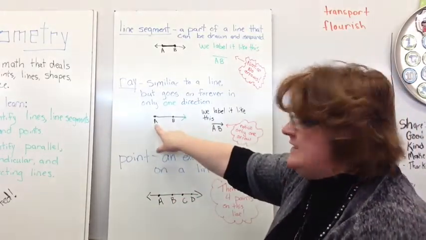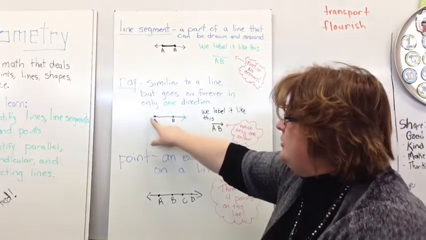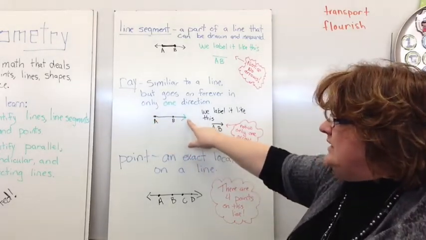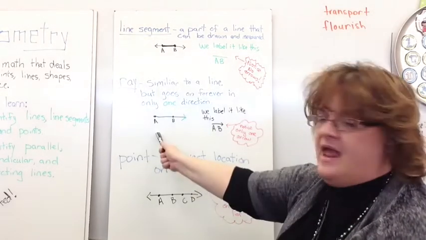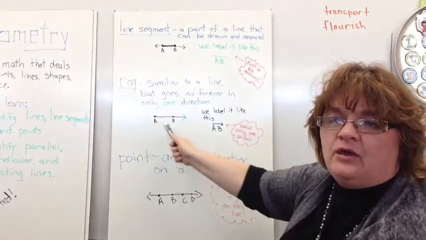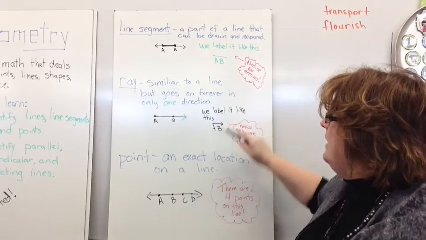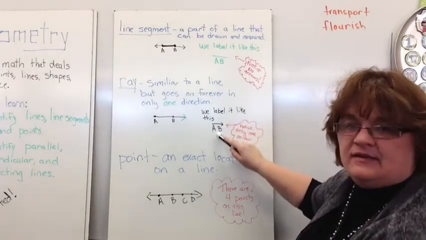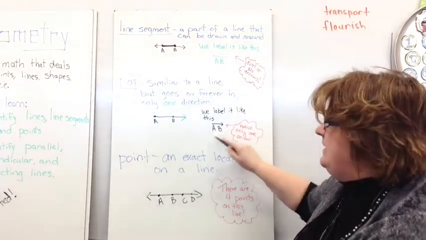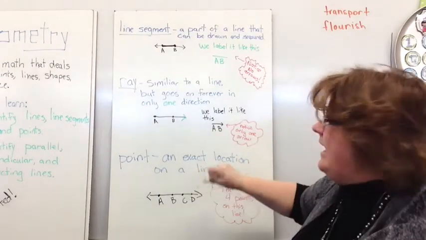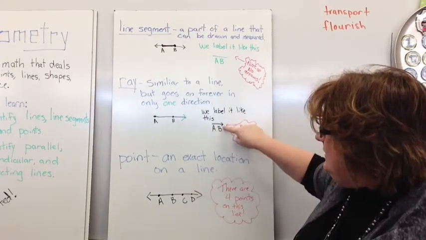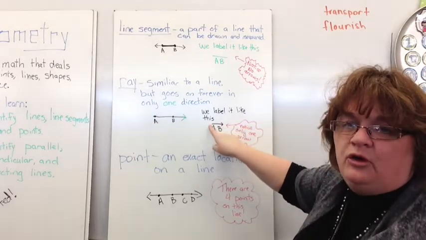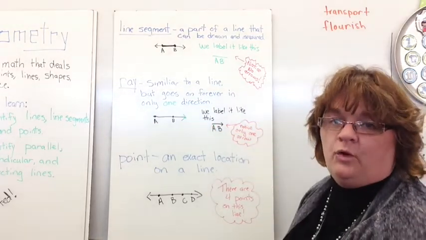You can see it has a starting point of A, but you can see that the way it's labeled, it has one arrow. That one arrow tells me that A is the starting point, and then it goes on and on forever. We label it like this. We label it with AB, because those are the points that are on the line, and then we put an arrow with only one little arrow on that end. This end we do not put an arrow on because there is a starting point in a ray.